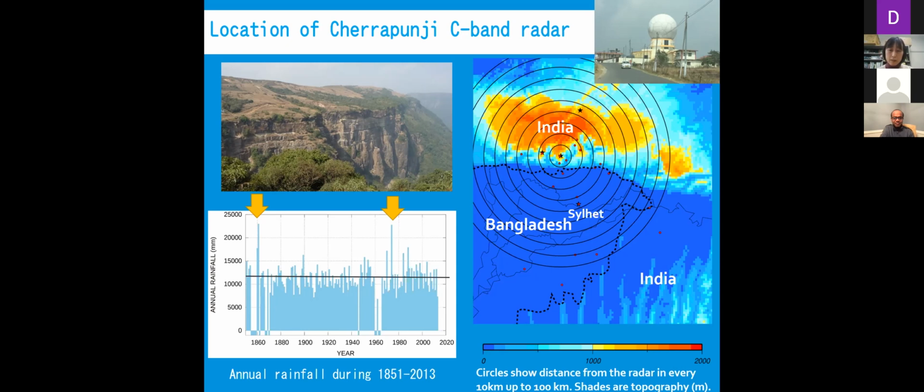The left bottom figure is annual rainfall during 1851 and 2013. The average annual rainfall is around 12,000 millimeters, and it includes two years which exceeded 20,000 millimeters. In 2016, the Indian Space Research Organisation started the C-band weather radar observation at Cherrapunji.